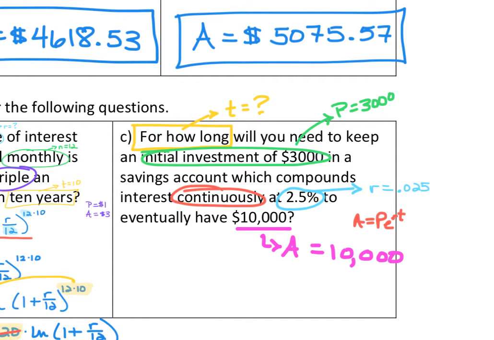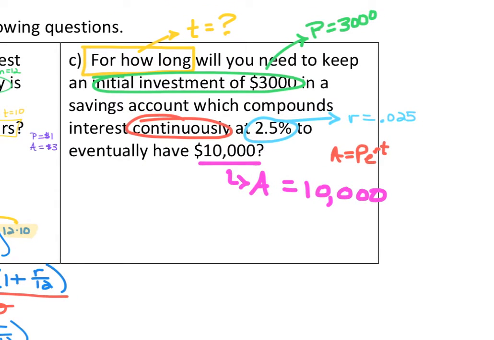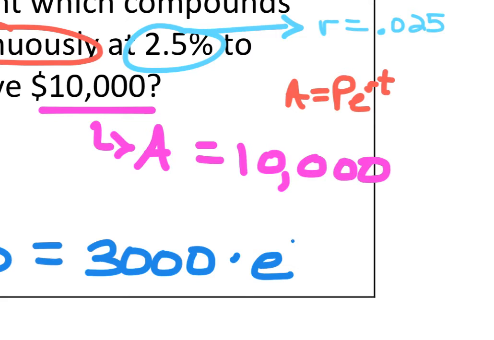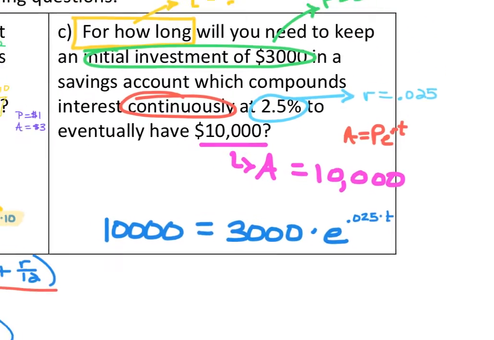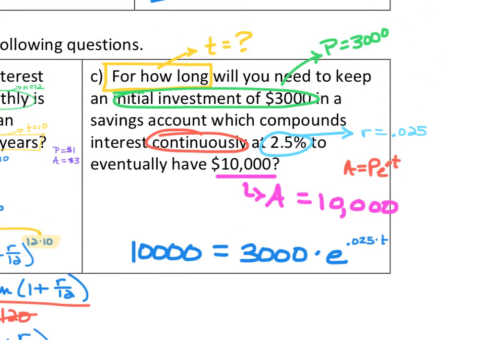So here, this is the formula with the e in it. We said that A is 10,000, that P is 3,000, and then e to the r, which is 0.025 times t, which is what we're solving for. Make sure that you understand my substitutions.